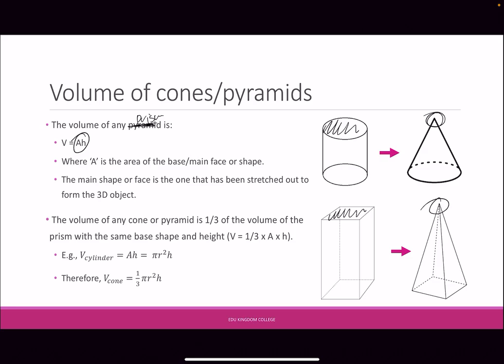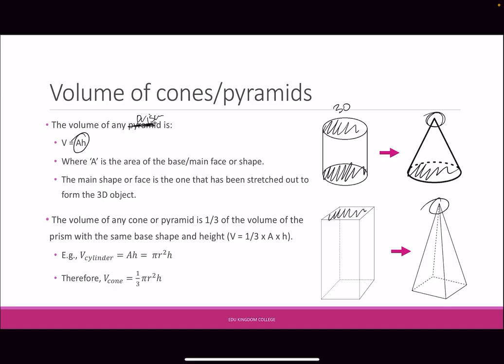In the case of a cone or a pyramid or a pointy-ended object, it has a corresponding prism. That means there's a prism with the same base shape and also the same height. For example, this cylinder has a circle, and this cone also has a circle. But the base shape has to be of the same area, otherwise it's not the matching prism. If it is the matching prism, with the same area and height, then the pointy-shaped object, whether a cone or pyramid, is going to be exactly 1/3 of the corresponding prism.